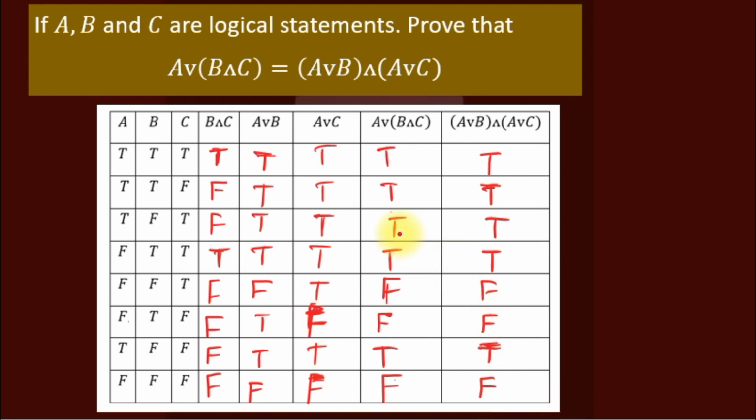So as you can see, because we were asked to prove this, you see that the second to the last column is the same as the last column. So we've proved that.